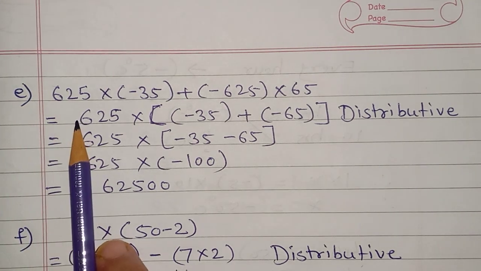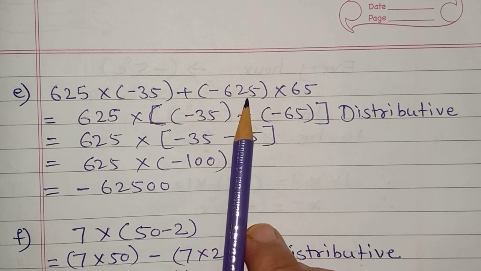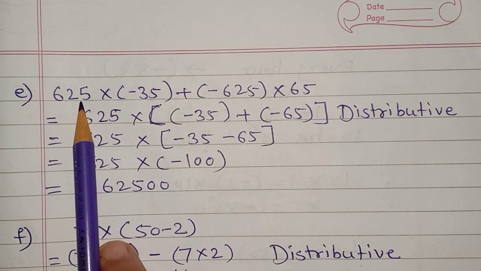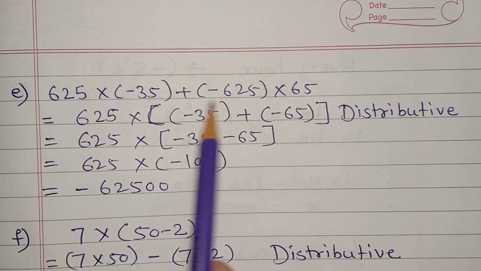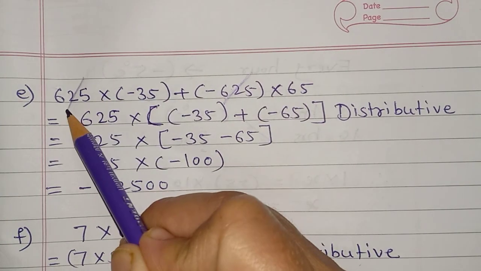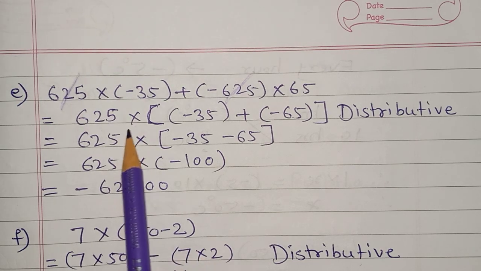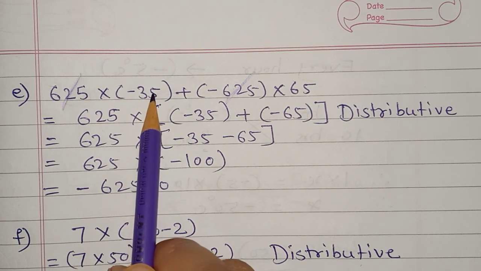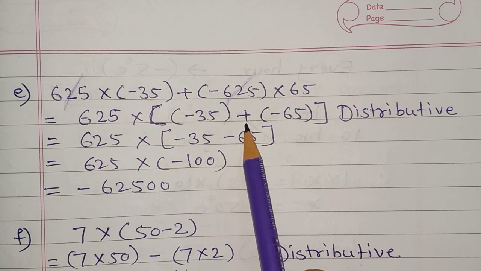Question number E. 625 into minus 35 plus minus 625 into 65. Now here see, this number is positive and this number is negative. So I will take the positive number out. 625, both the terms are same, so I have taken 625 out. Whatever remains, I have written into a big bracket. From this side minus 35 remains, so I have written minus 35. The middle sign is plus, so I have written the middle sign as it is.